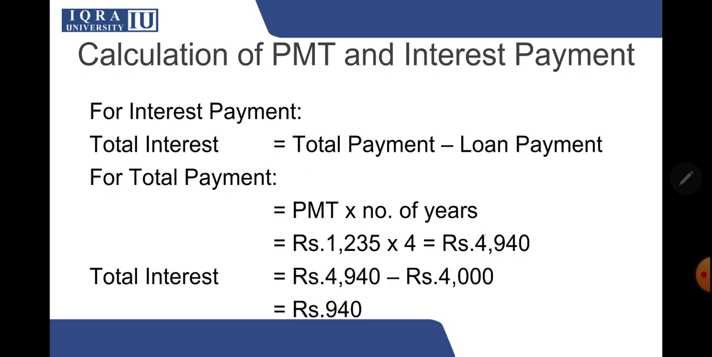And what was the original loan amount? Your original loan was for 4,000. So that means we are going to pay 940 in interest on it. You took out 4,000 and you are paying back 4,940. So that means 940 is the interest amount. It's an additional amount that you are paying for the loan. Now, the next step is that we have to understand how to make a loan amortization schedule.